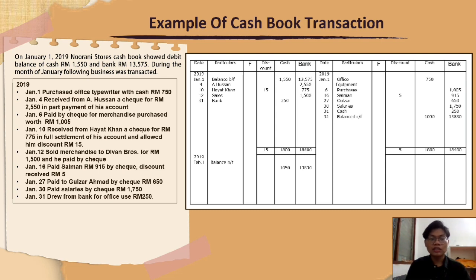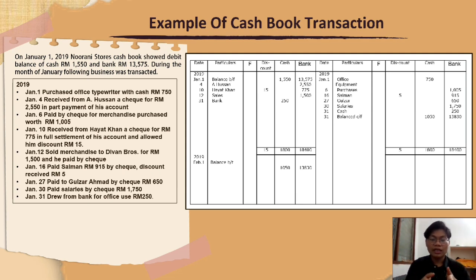And then on January 6, we paid by check for merchandise purchase for RM1005. So we made a payment, and we recorded it on the credit side with the date January 6, with the particular purchases, and the bank side 1005. On January 10, we received from Hayat Han a check for RM775 in full settlement of his account, allowing him a discount of RM50. So we received a payment.